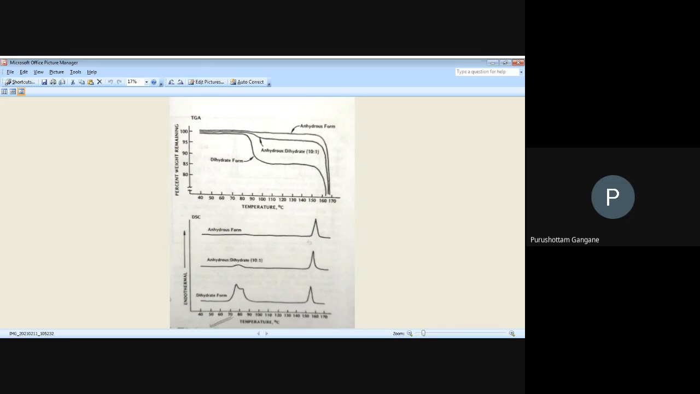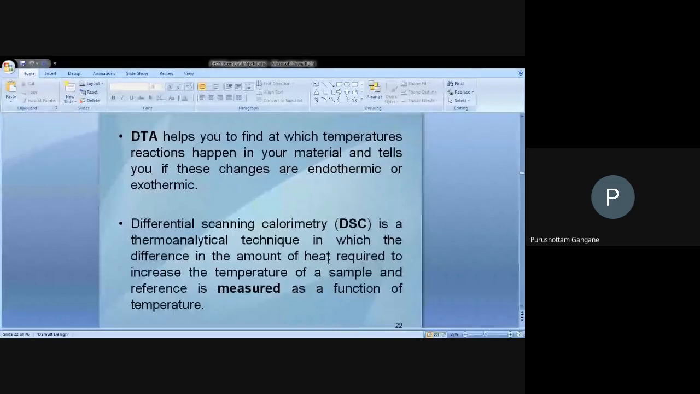Okay, so when we are talking about this, one minute. Yes, slides are visible now.